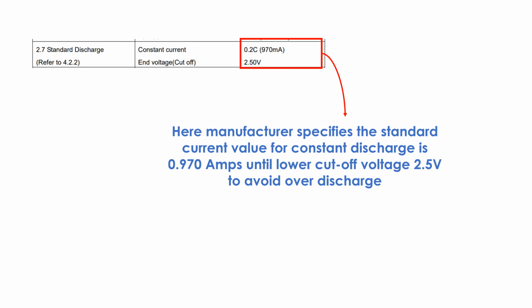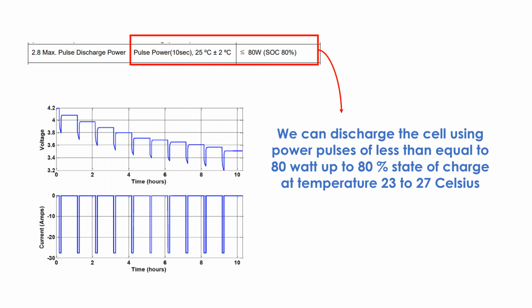Here the manufacturer specifies the standard current value for constant discharge is 0.970 amps until lower cut-off voltage 2.5 volts to avoid over-discharge. We can discharge the cell using power pulses of less than or equal to 80 Watt up to 80% state of charge at temperature 23 to 27 Celsius.